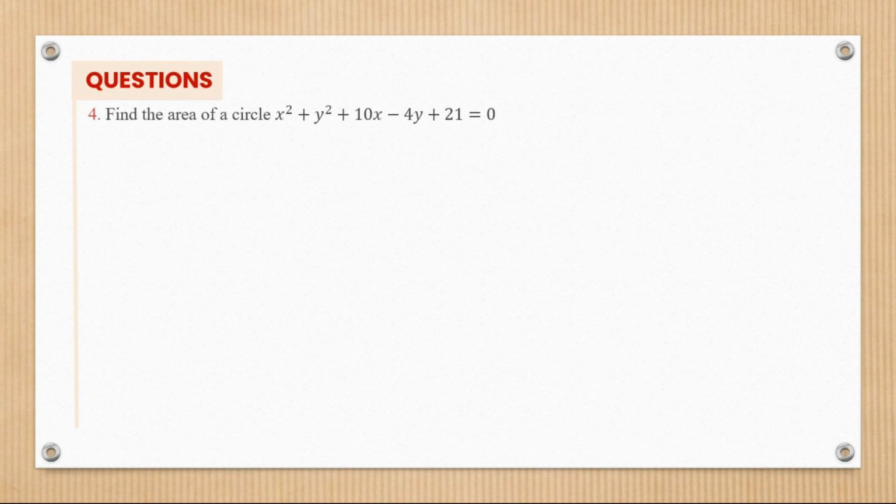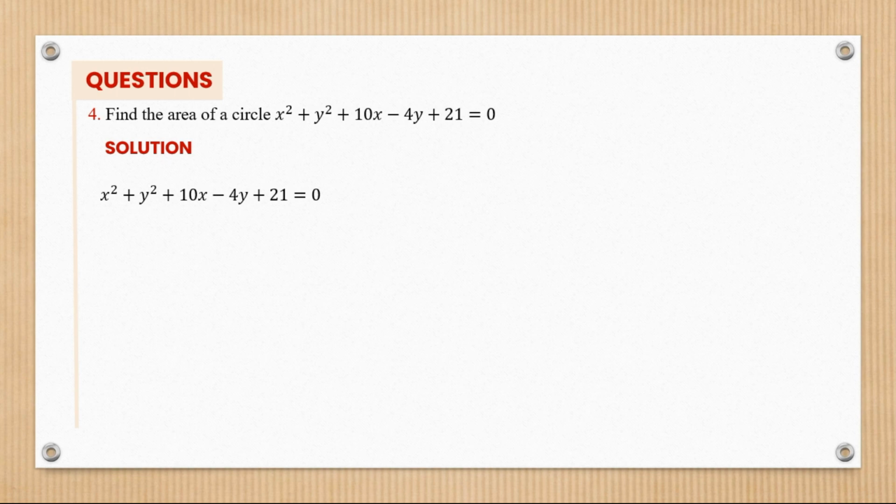Question 4. Find the area of the circle x squared plus y squared plus 10x minus 4y plus 21 is equal to 0. Alright, so this is the equation of the circle that we've been given. Before I find the area of the circle, I need to know the radius of that circle, and it will be through finding the radius and the center that I can find the area of the circle.